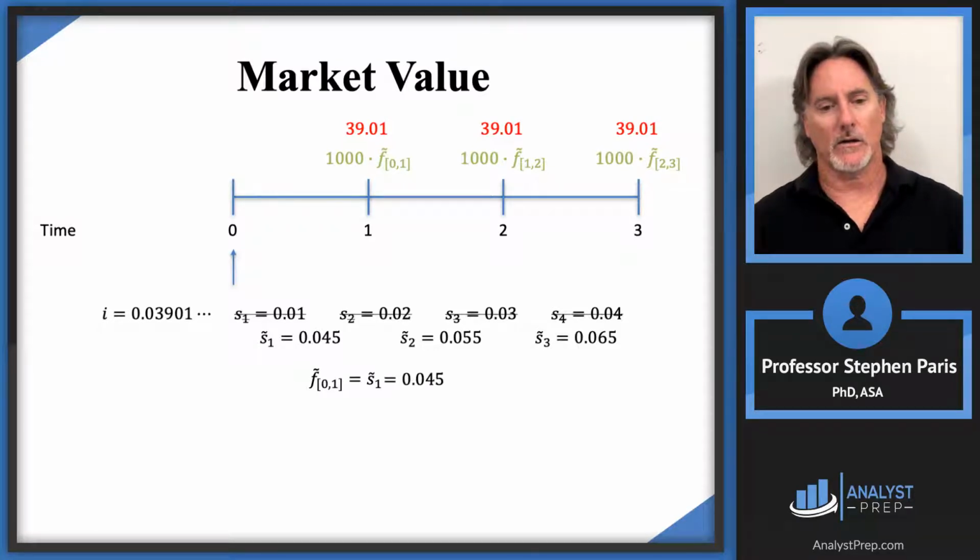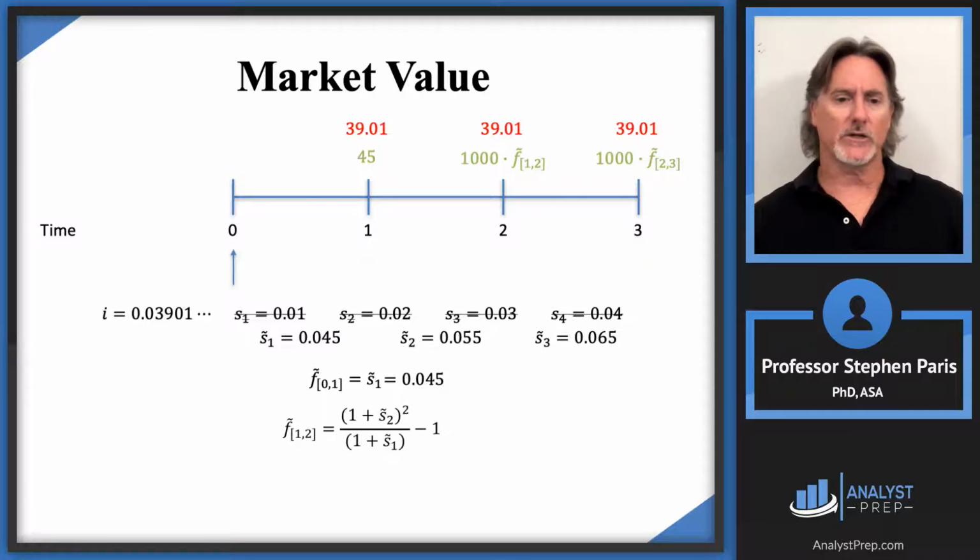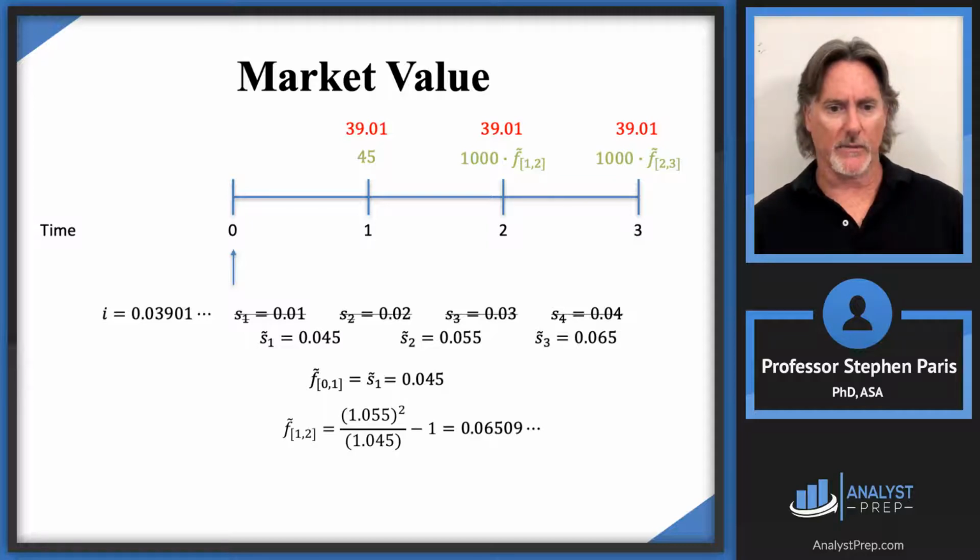That's 0.045. And so the payment at time 1 is 1,000 times that. So 1,000 times the 0.045 is 45. And then the payment at time 2 is based off the new forward rate from time 1 to time 2. Well, that new forward rate from time 1 to time 2 is given by this. It's based off of the new 2-year spot rate and the new 1-year spot rate. So I'll plug in those new values, and when I do a numeric calculation, I get about a 0.06509. Now the payment at time 2 is 1,000 times that, and so I end up with a $65.09 payment there.